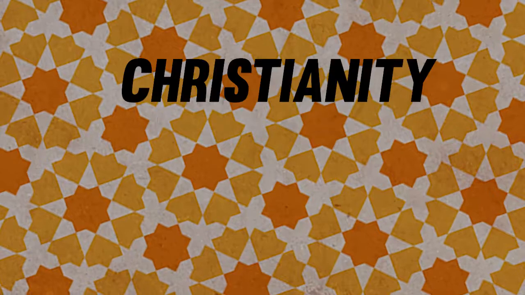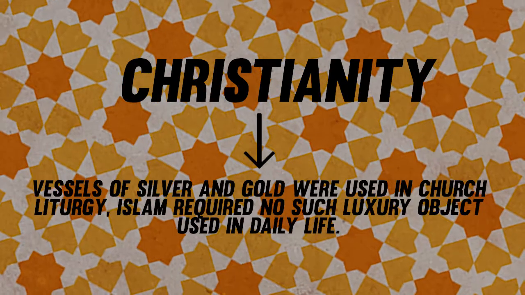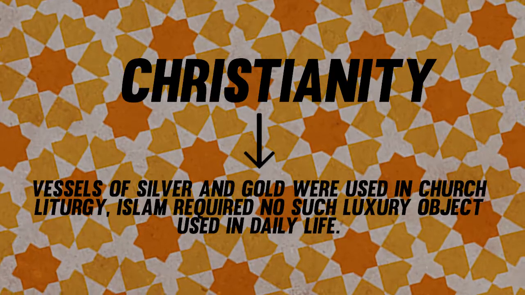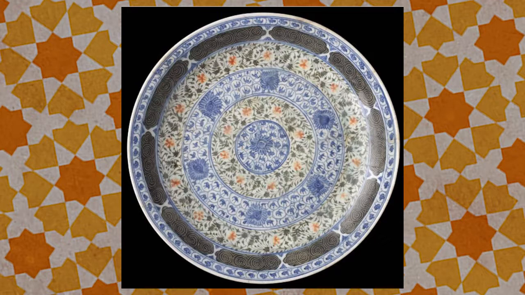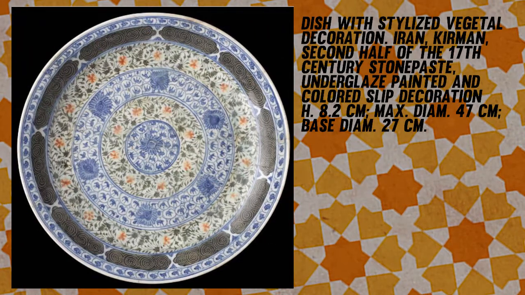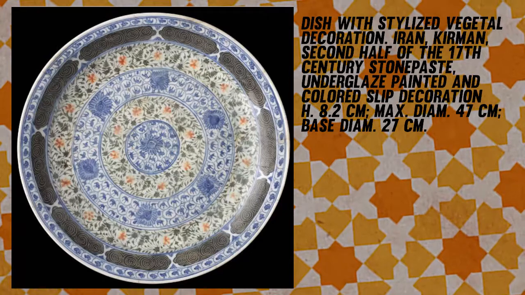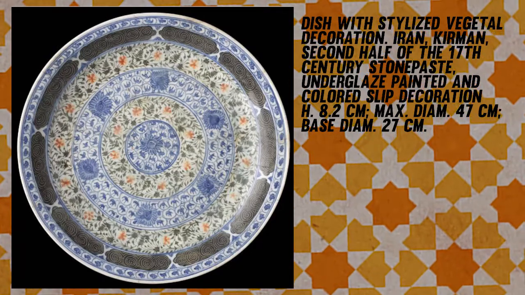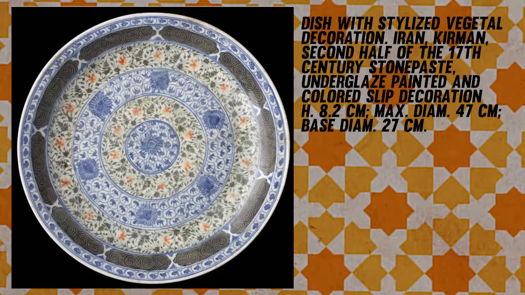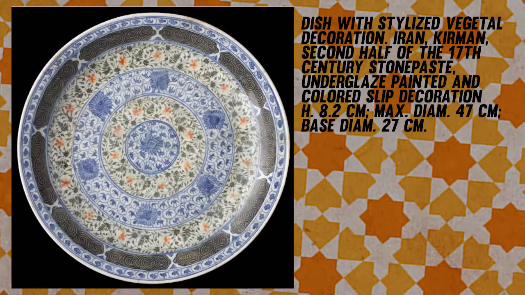This dish with stylized vegetal decoration, Kirman, Iran, second half of the 17th century, is stone paste, underglaze painted and coloured slip decoration. The measurement of the dish is 27 cm base diameter, 8.2 cm height and 47 cm diameter. The decoration of the narrow flange, the middle register and the central medallion consists of a leaf scroll painted in underglaze cobalt blue.